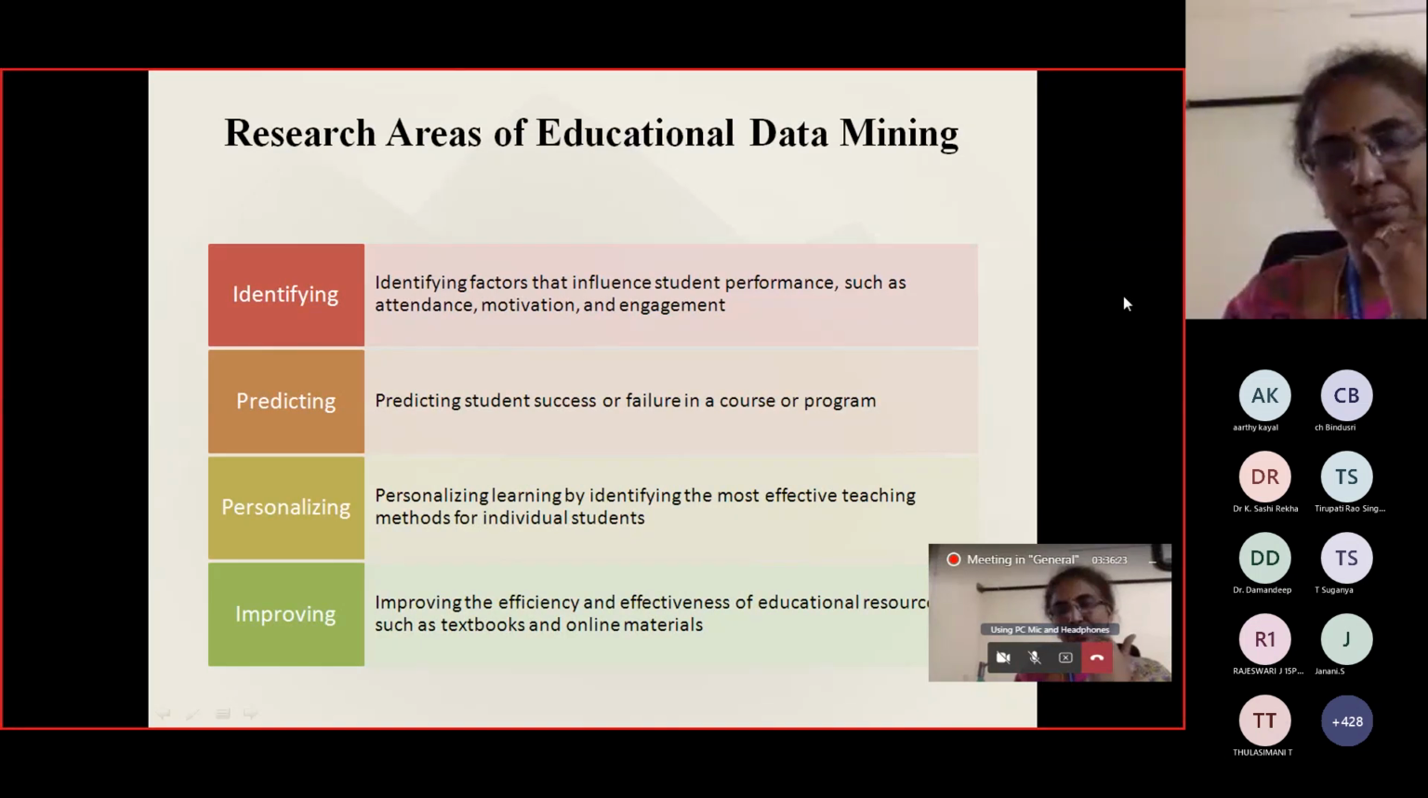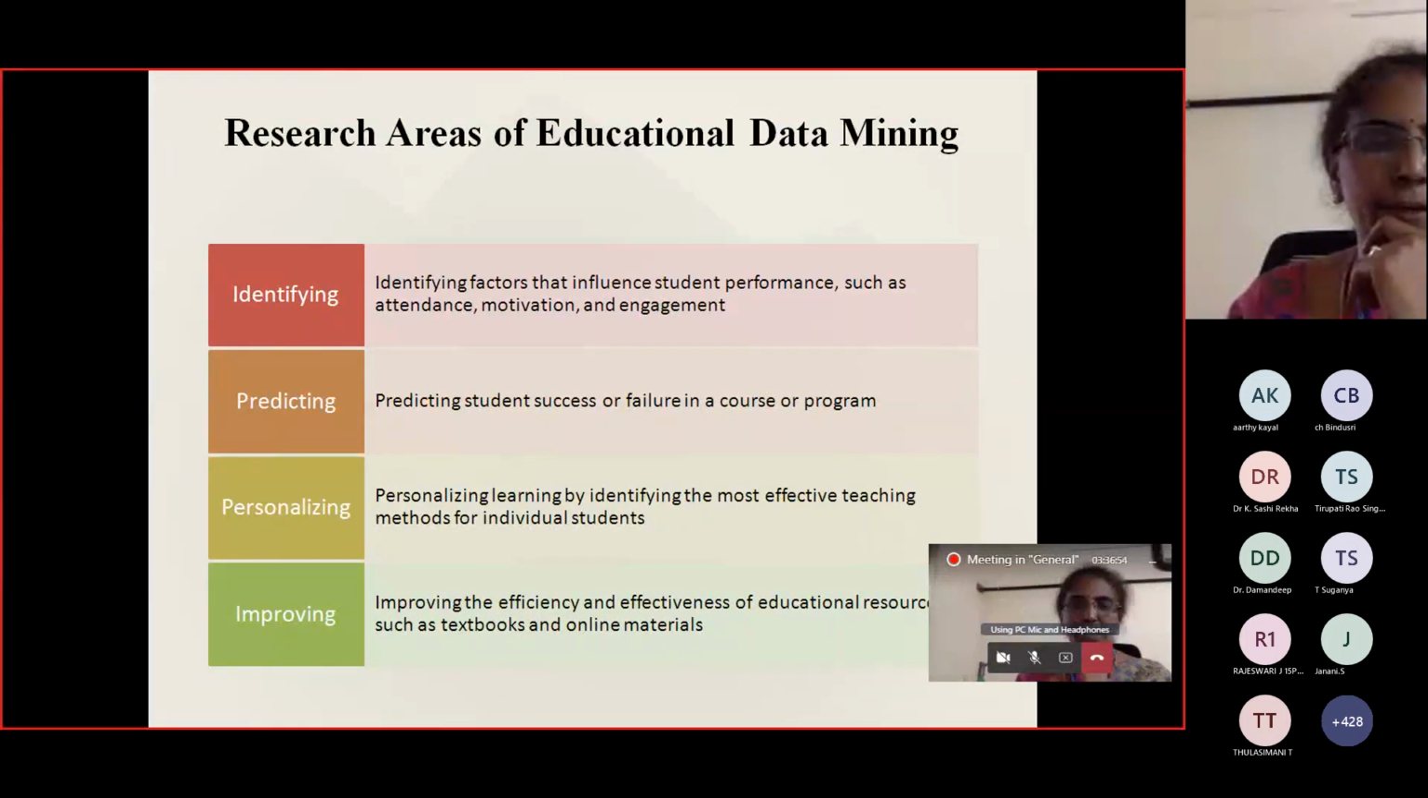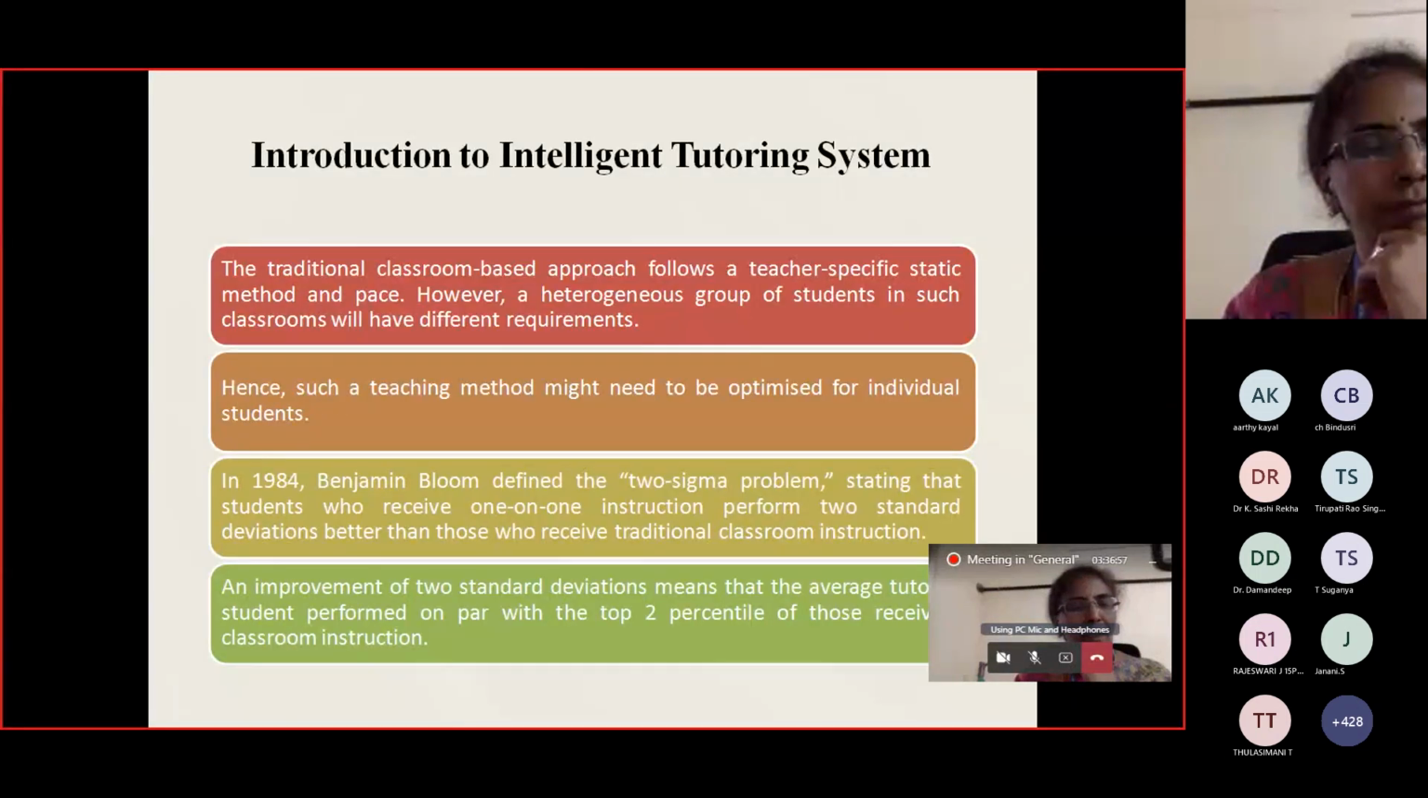How this can be done, we are going to see in the subsequent slides. And the next is improving the teaching material, improving the efficiency of the teaching material that is being used for teaching the students. So all these are some of the areas in which we can work and apply machine learning algorithms in order to improve these particular aspects of the educational data mining. Okay. So next slide.